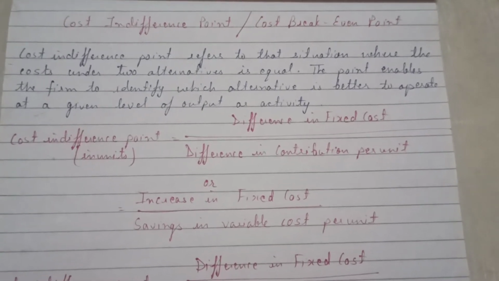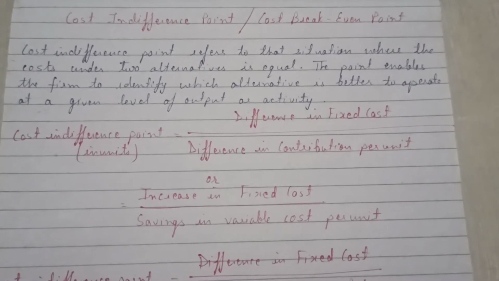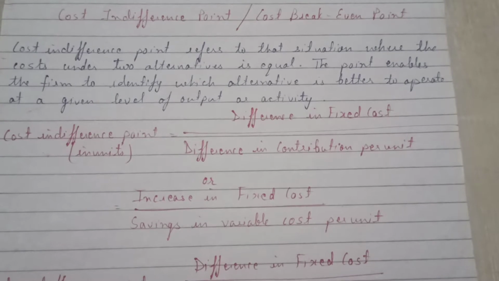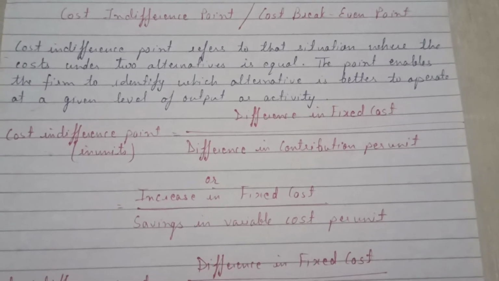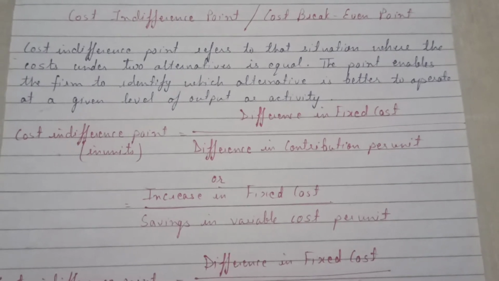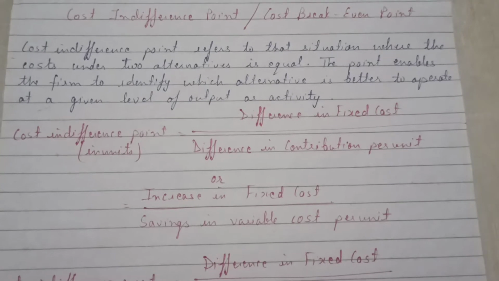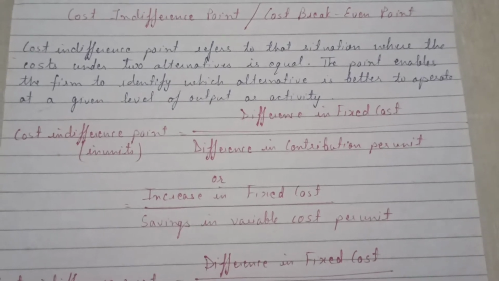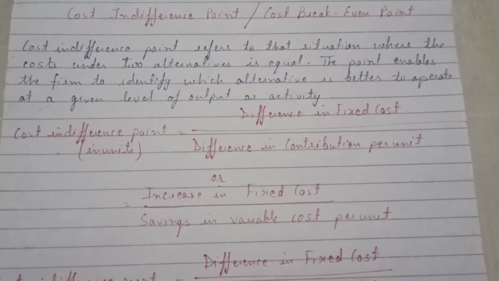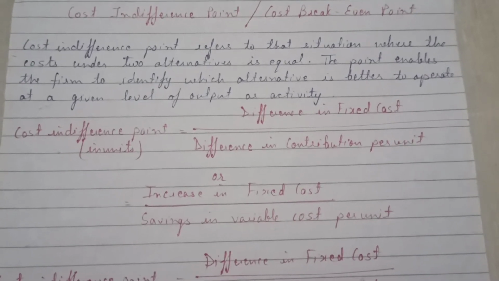It is also known as cost break-even point. So indifference point refers to that situation where the cost under the two alternatives is equal. When you find two alternative projects and you want to find out which one is better, we usually find the cost break-even point or the cost indifference point. It is that situation where both the alternatives are equal.